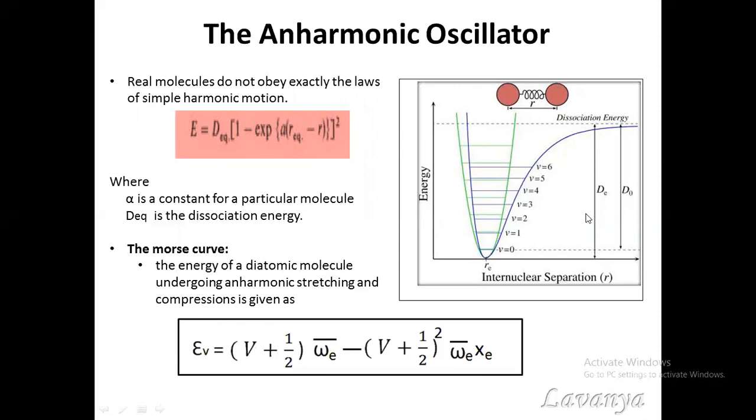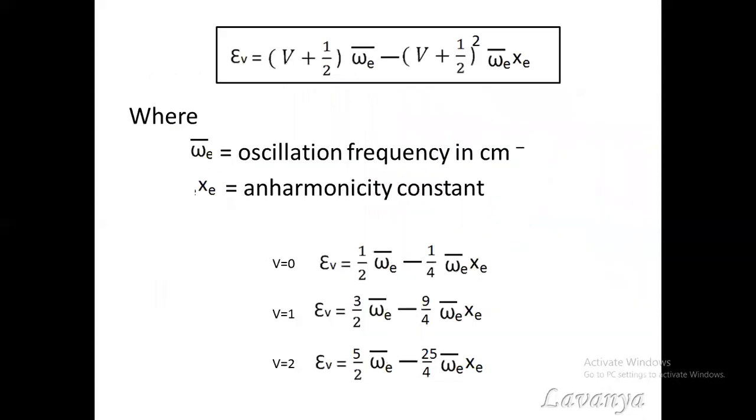It can be a stretching or compression, which is given as (V plus 1/2) omega_e minus (V plus 1/2) whole squared omega_e x_e. There is a term which is subtracted from the term proposed for the harmonic oscillator. So the energy that we can expect for real molecules is less than when you consider the motion as a harmonic oscillator. Let's calculate the energy if V is equal to 0, and V is equal to 1.